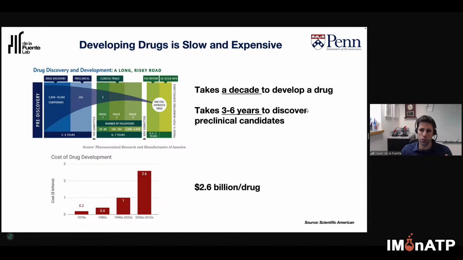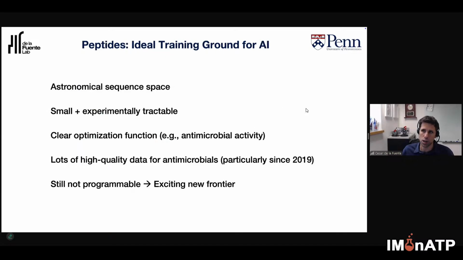And out of all the molecules that we could focus on, we focus on peptides, which are small proteins, which we believe are the ideal training ground for AI, and that's because they have a lot of the prerequisites that are ideally suited for AI problems. One of which is they have an astronomical sequence space, and so we can explore that more effectively with algorithms than in ways that would be impossible for humans to do.